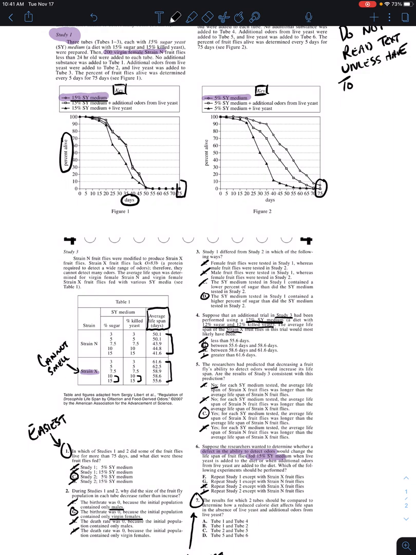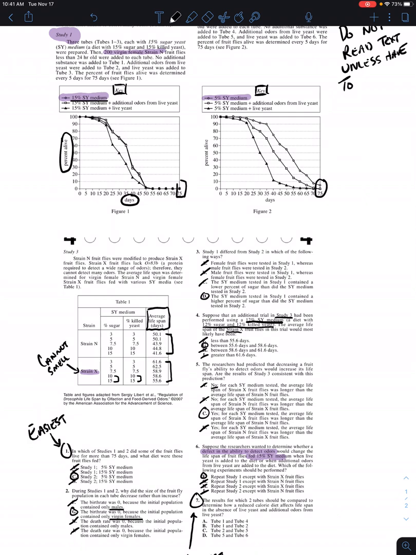It was strain X was the ones that could not smell. So our answer here is going to be F. And we can go ahead and rule out G as being an option. So it was F because study 1 was the 15% SY medium. We found that in the key, and we knew that strain X were the fruit flies that could not detect odor because it said that in the first few lines of text underneath study 3.